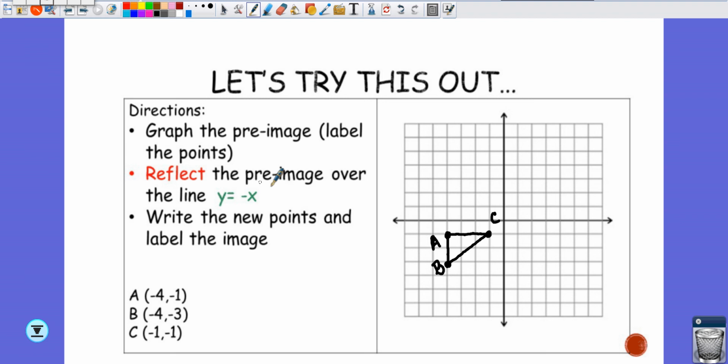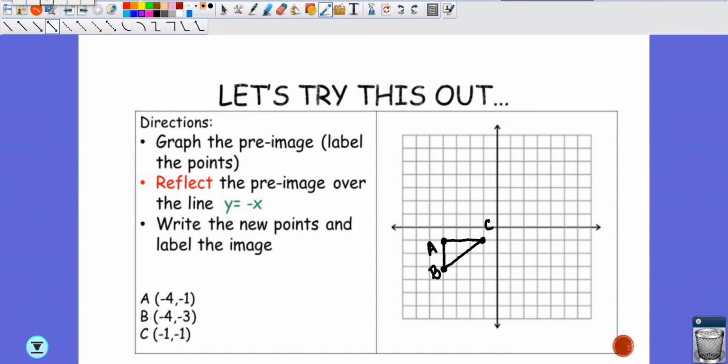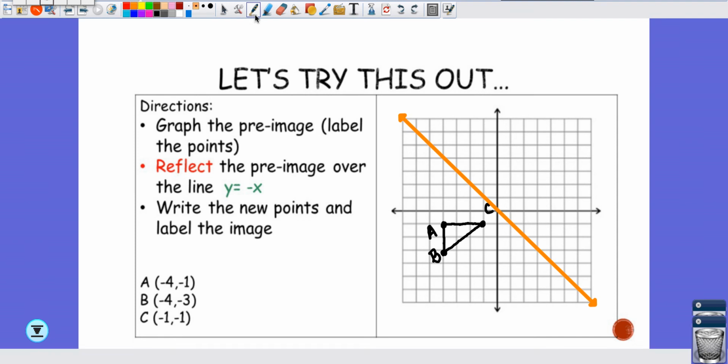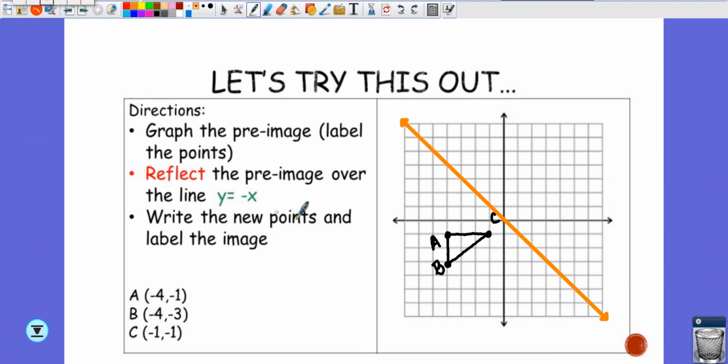And then it says reflect the pre-image over the line y equals -x. So the rule here, first of all, we need to say what is y equals -x? What's that line? So when it says y equals -x, then we draw a line that goes this way. Draw a line that goes that way. All right, so it falls from left to right if the y equals -x. And then here it says write the new points and label.